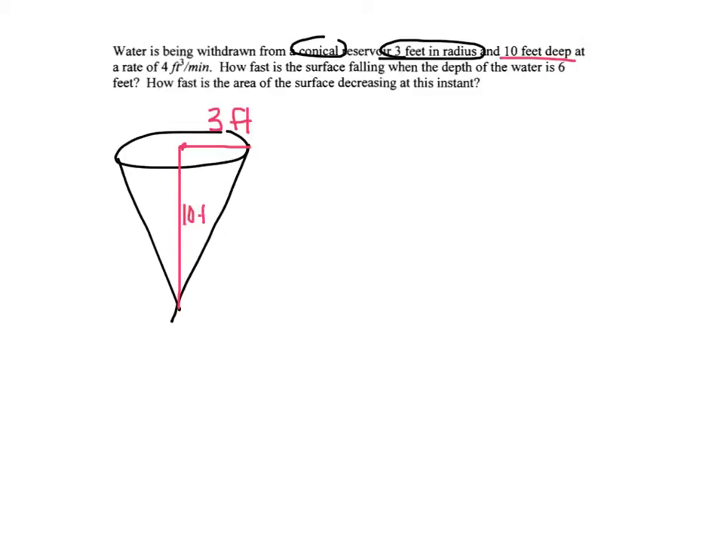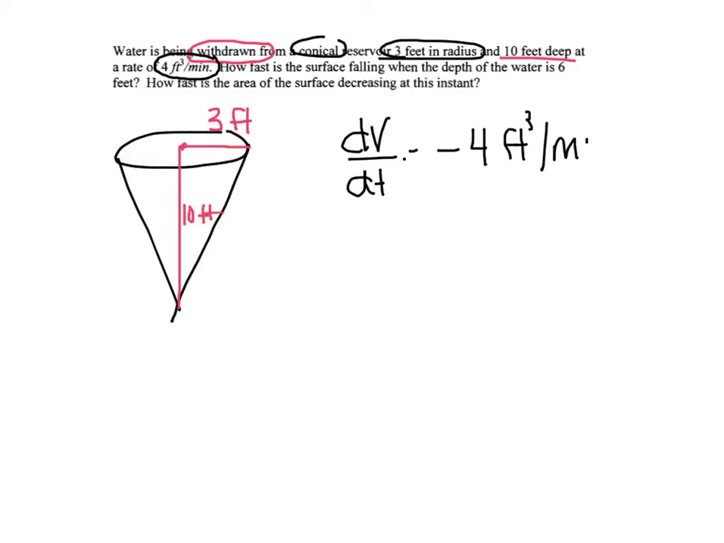Okay, now these are the original, keep that in mind. And it says it is being withdrawn at a rate of 4 feet cubed per minute. Now, notice the units. That feet cubed is telling me that's dV/dt. And because it's being withdrawn, I'm going to say that's negative 4 feet cubed per minute. Here's the first question. How fast, so that's the rate, is the surface falling when the depth of the water is 6 feet?